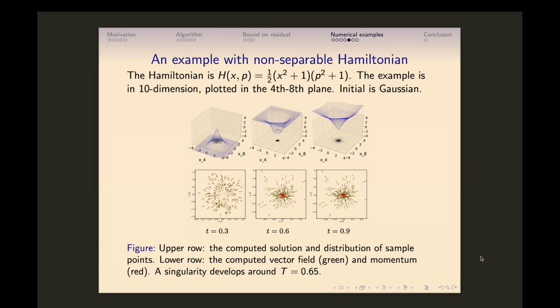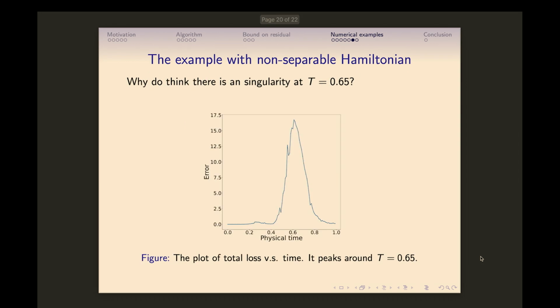This is a non-separable Hamiltonian, where the Hamiltonian is written in this strange way. And this is a 10-dimensional situation. You can actually see it goes above and then comes down. At some point there's a flip happening, and there's a singularity in that process. And why I say there's a singularity is 0.65. Here is the plot to illustrate why we actually think there's a singularity.